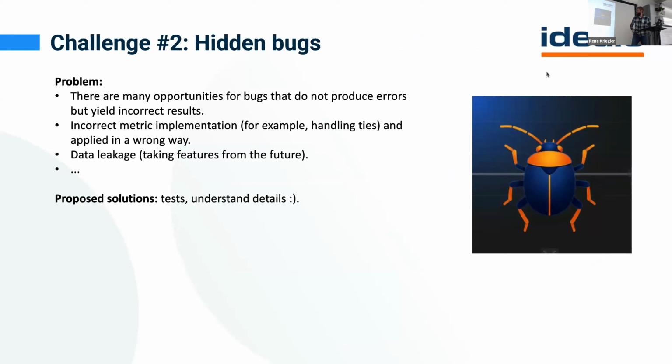The next challenge is hidden bugs. If you compare with traditional software engineering, usually if you have an error, you have an exception, and you see this exception. Here you might have some mistakes, and you conduct experiments, and you can just get misleading results. It's very dangerous because it can lead to wrong conclusions, and you might do other things like trying to get more data or changing the model, but you simply had a bug in your data. There are a lot of places where you can make a mistake.